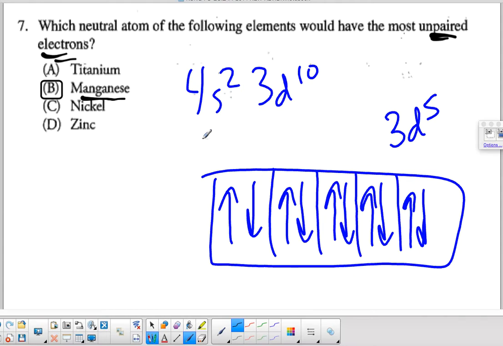Why would it have the most? Well, if you look at zinc, you should know zinc is 4s2, 3d10. But those are paired. Those electrons are all the way paired.